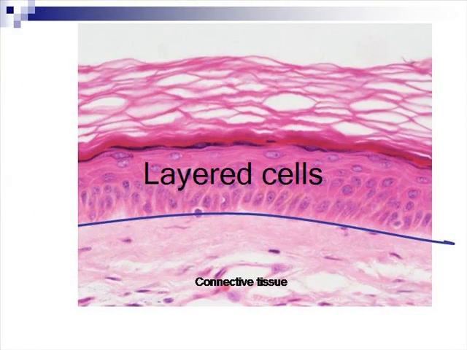This is a sample of tissue from the epidermis of the skin. You can see the dark purple nucleus of the individual cells, and they are stacked on top of each other. These are stratified cells. They are layered, and if you look towards the top, the cells become very, very flat. This is stratified squamous tissue.